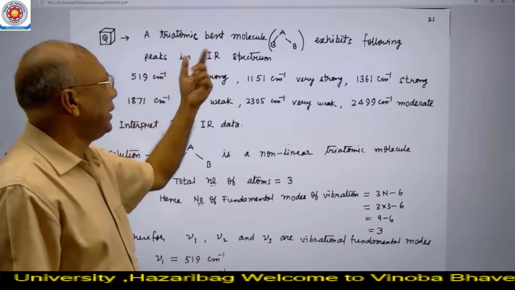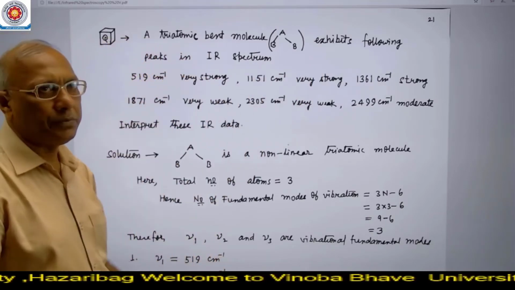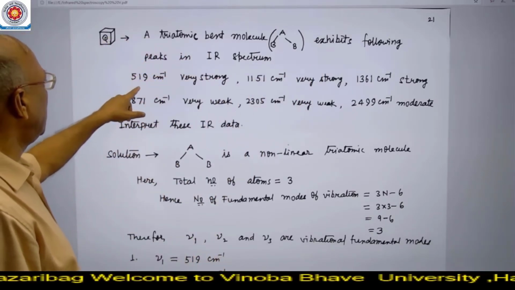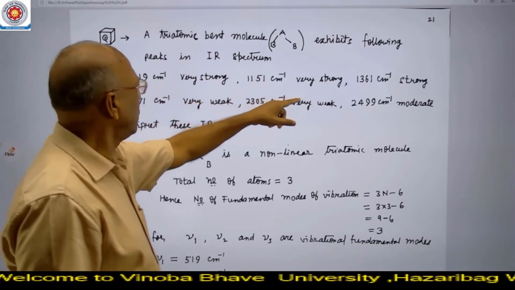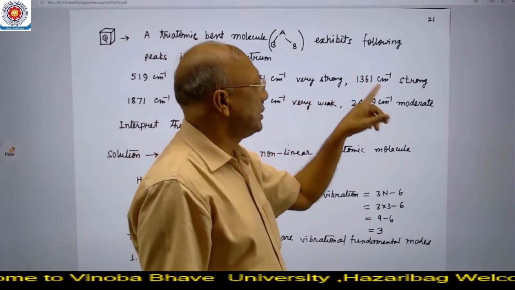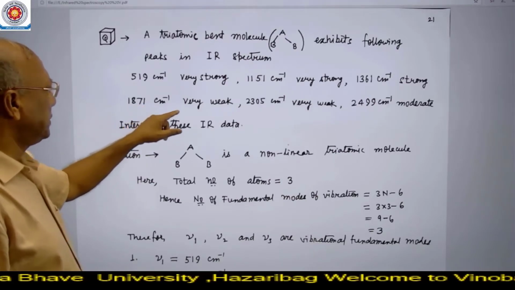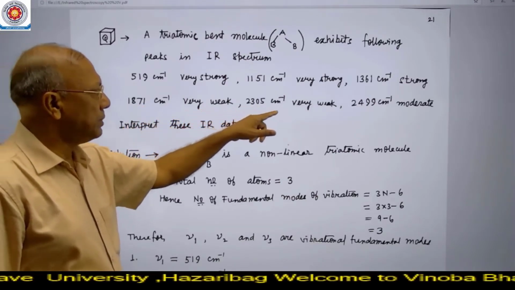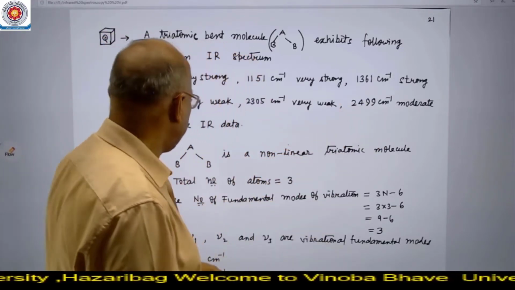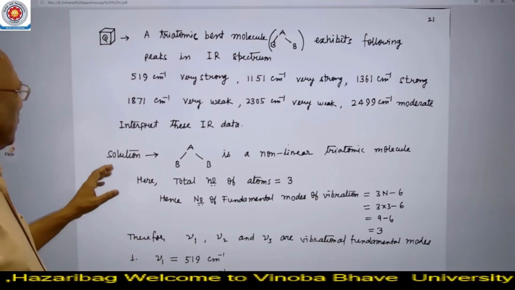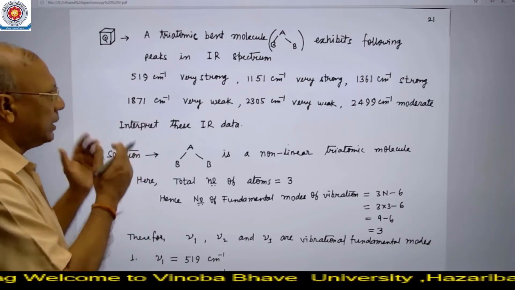A triatomic bent molecule like AB2 exhibits the following peaks in the IR spectrum. What are the peaks? 519 per centimeter is very strong, 1151 per centimeter is very strong, 1361 per centimeter is strong. Also there are some other peaks. 1871 per centimeter is very weak, 2305 per centimeter is very weak, and 2499 per centimeter is a moderate peak. Now we have been told to interpret these IR data. What do these IR data say?